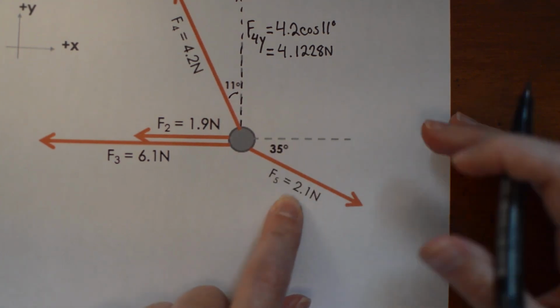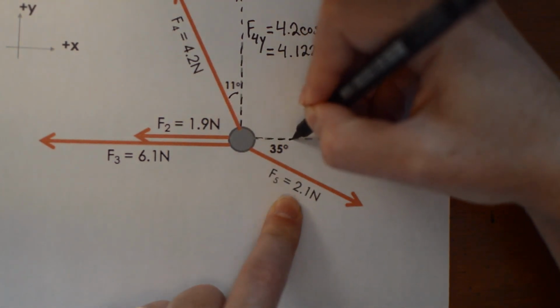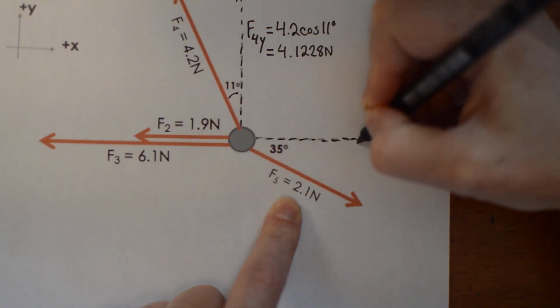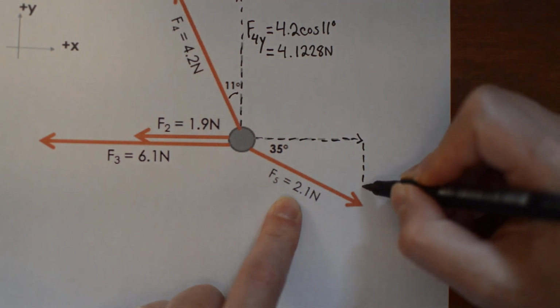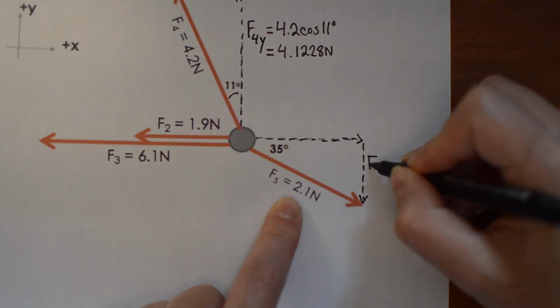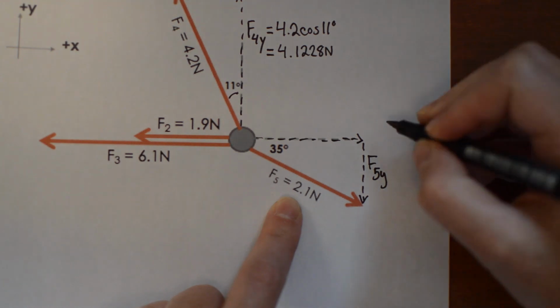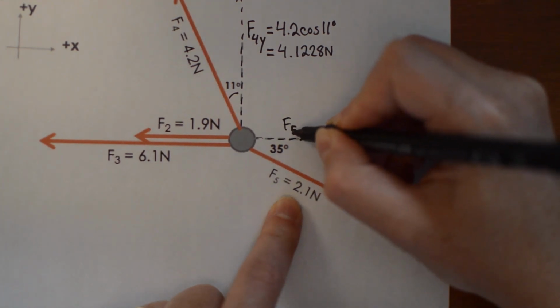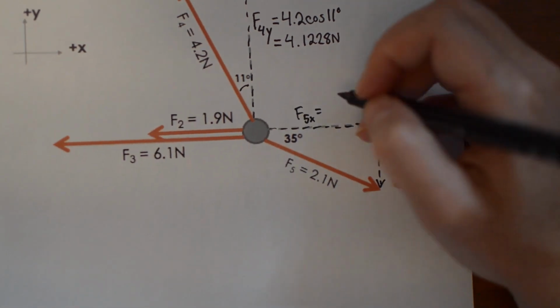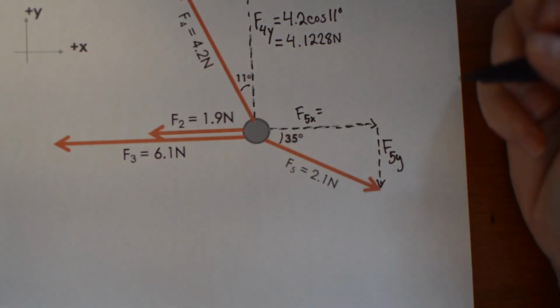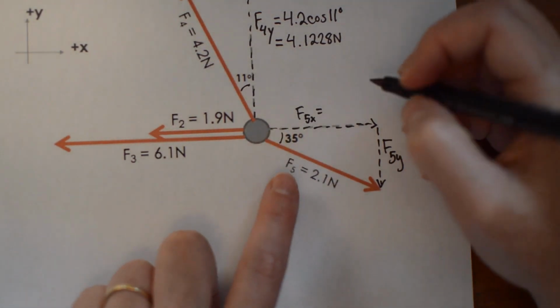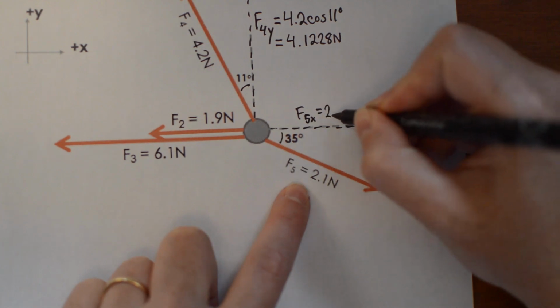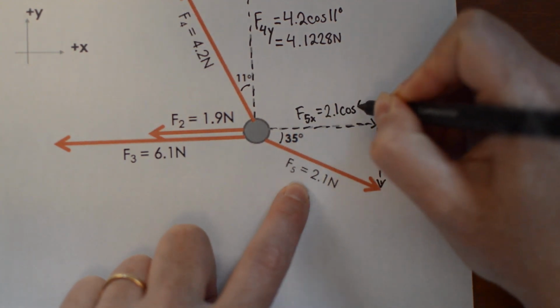Great. There's one other force we need to split into components. That's this guy right here. So it'll have an x component here and a y component like this. So this is F5 in the y direction. This is F5 in the x direction. In the x direction, if I do my cos is close rule, right, that one's close to the 35-degree angle, so it'll be 2.1 cos of 35.